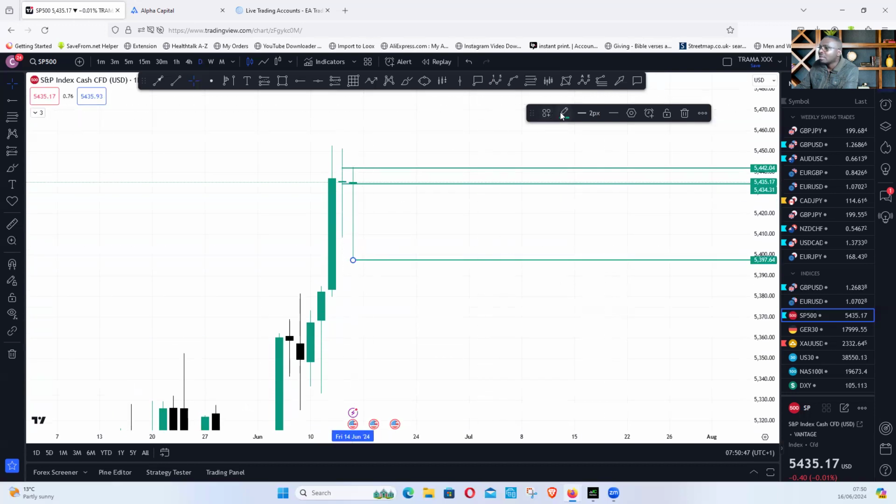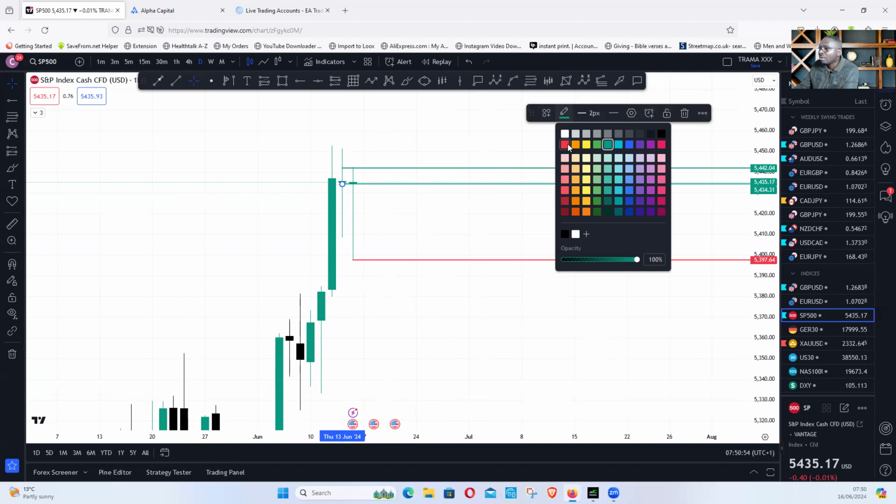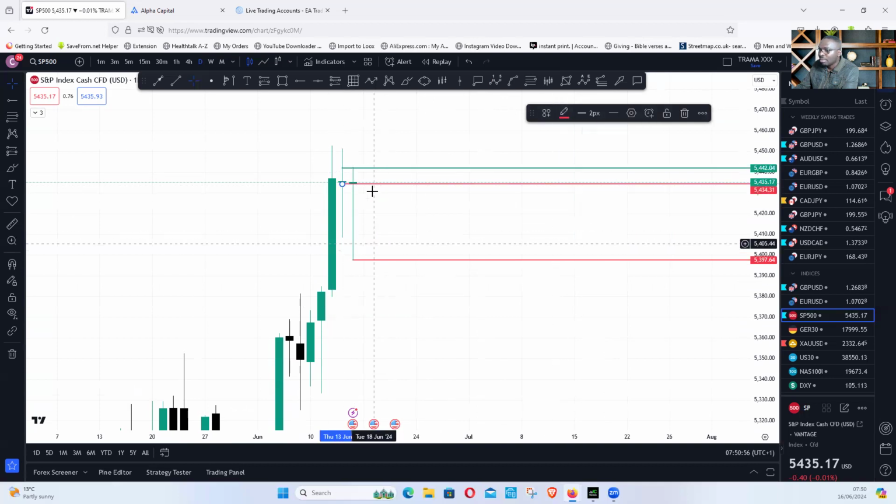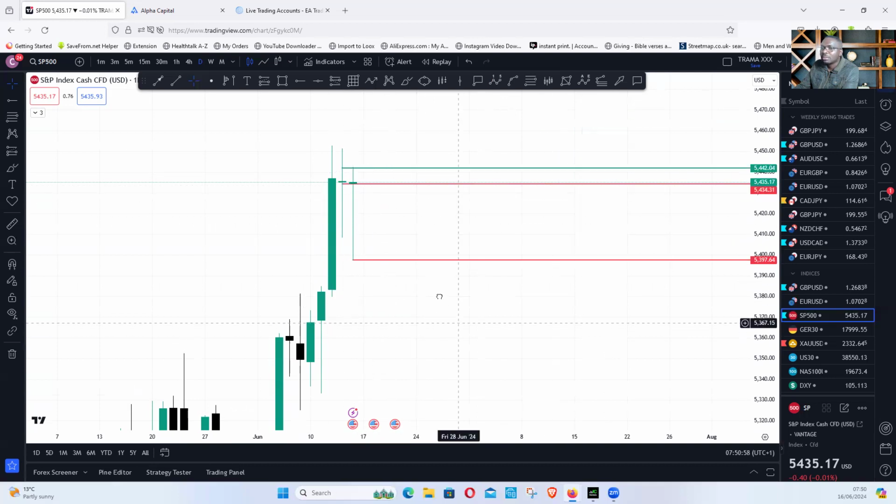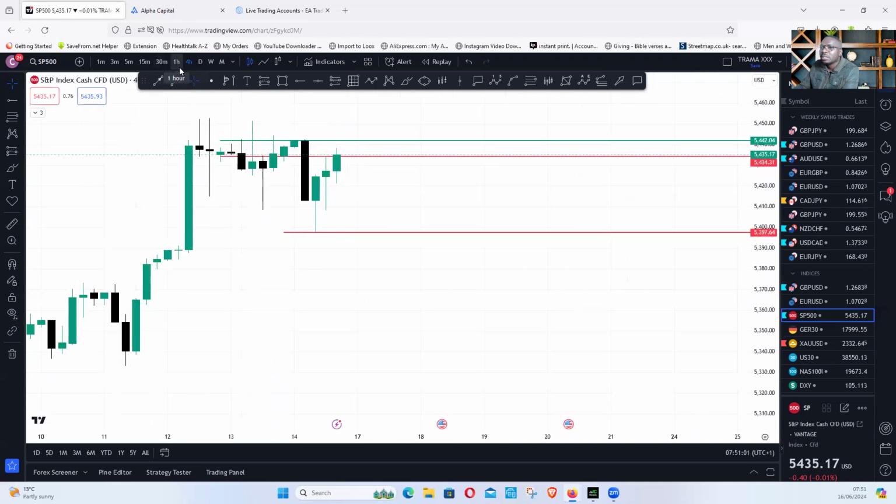Now we have color coded this to red. So obviously we're looking at this area. If price closed below this one, we're looking for a retracement, a pullback, so we're going to sell. All right, that's what I'm looking at. So let's see on the 4-hour.